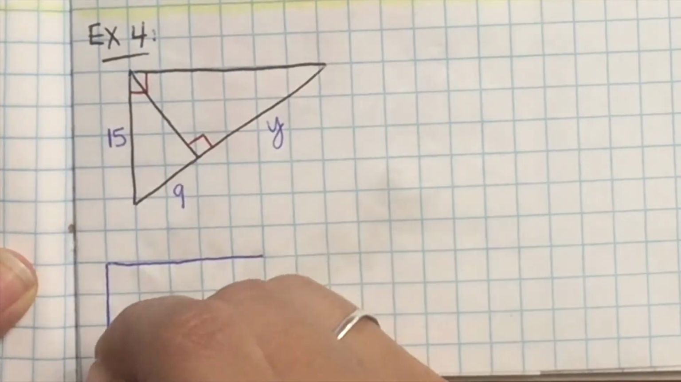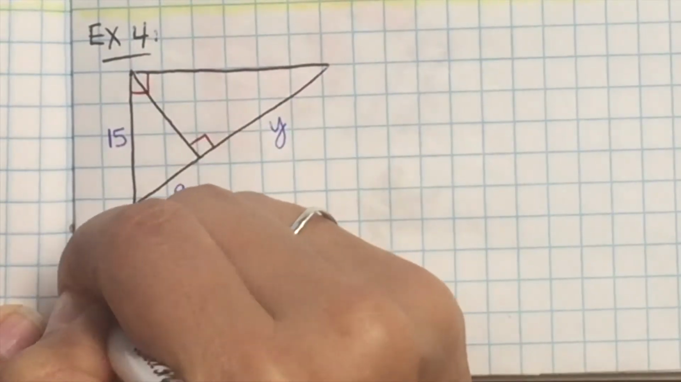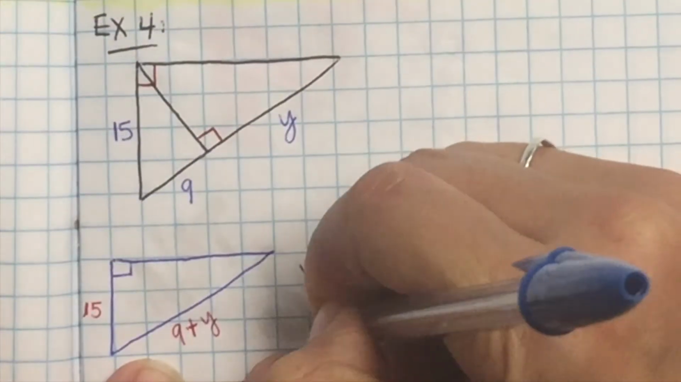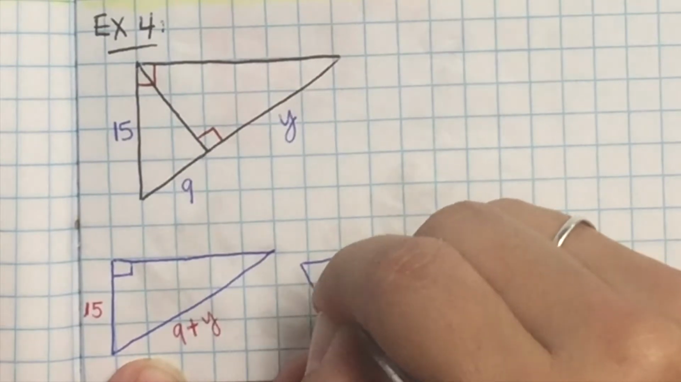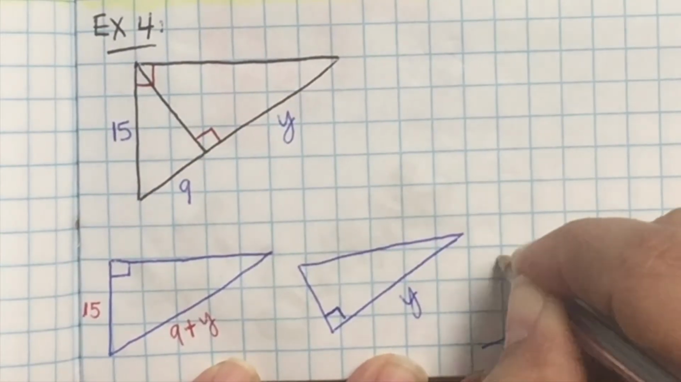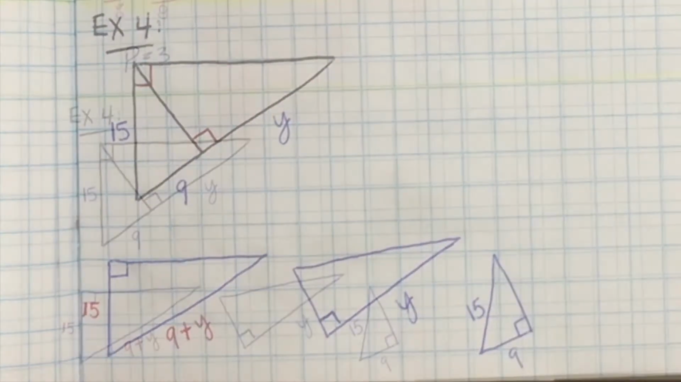This is a listening check. Color in the number 9 in the top triangle. Big one, and that's going to be 15. And then this hypotenuse is 9 plus Y, because it's the whole thing. Then there's the middle one, which is on the right hand side, and that's going to be Y, and there's nothing else. And then there's a small little one, and that's going to be 15 on the hypotenuse and 9 on one of the short legs.